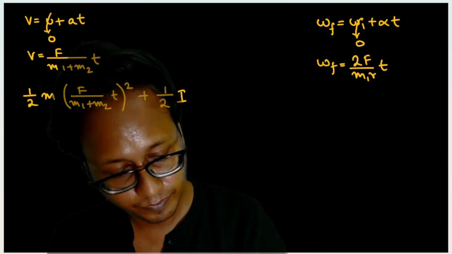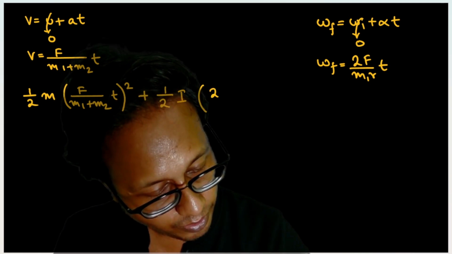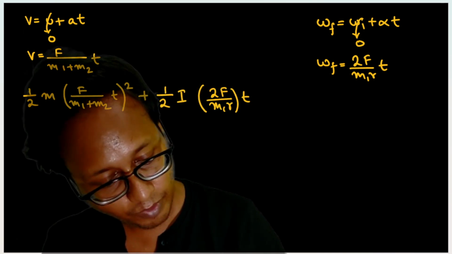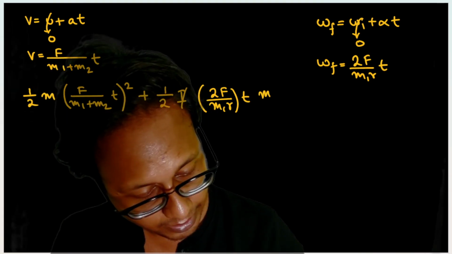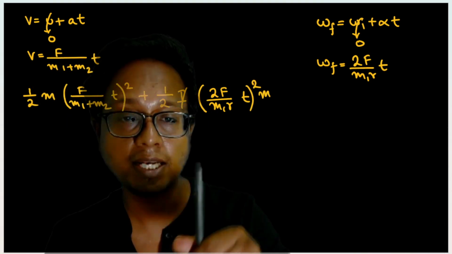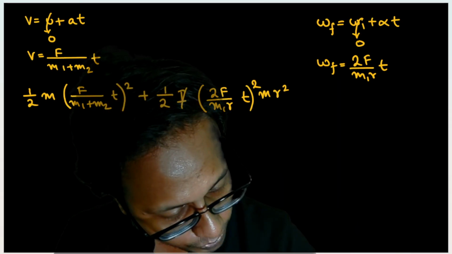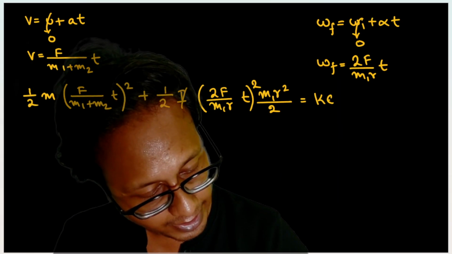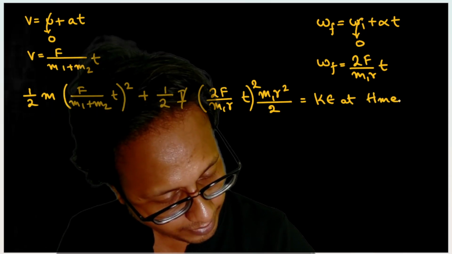Okay, m r square by 2, into 2f divided by m1 r, into t. What is the value of I? The value of I is nothing but m1 r square by 2. This is nothing but the kinetic energy at time t. Just simplify the following.